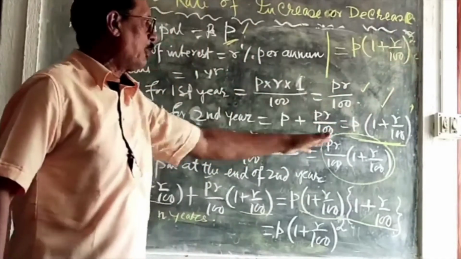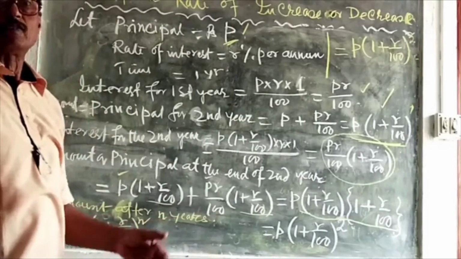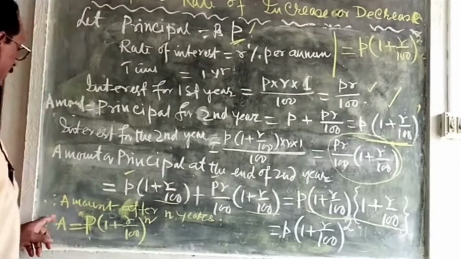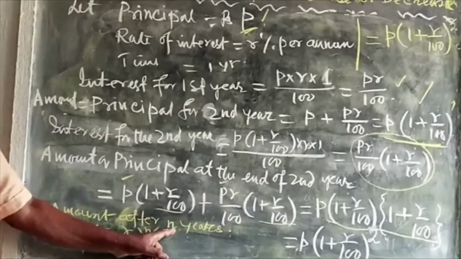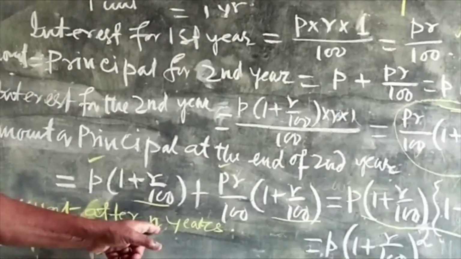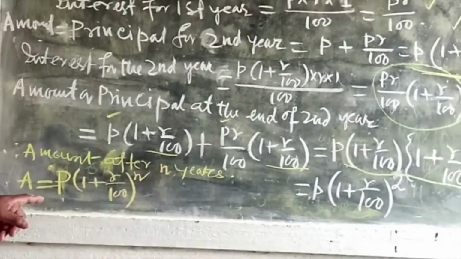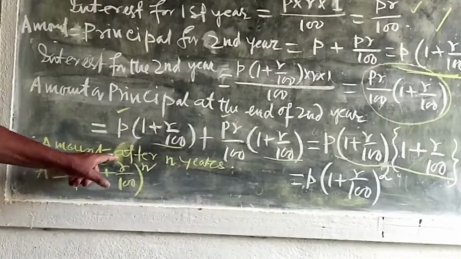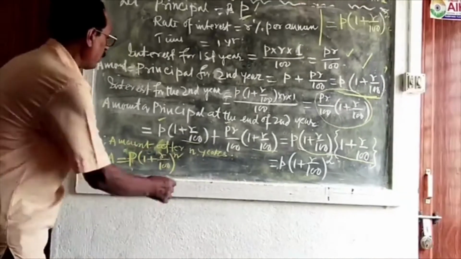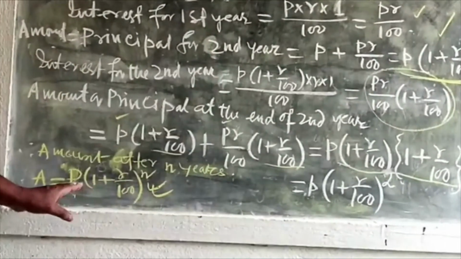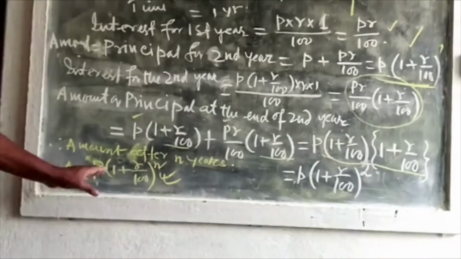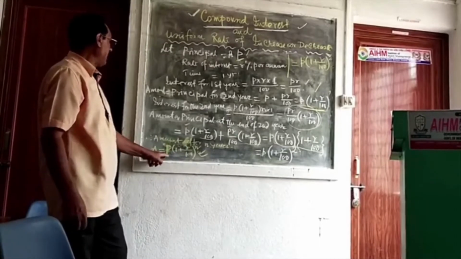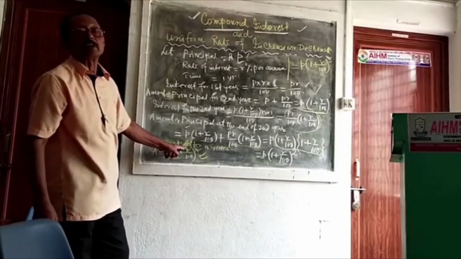So in this way, if we want to formalize this for n years, that means for any number of years, you can find out the amount after n years. N is a variable. For any number of years, the formula is: amount will be equal to P into 1 plus R by 100 to the power n. And this formula will be used to calculate the amount after any number of years for any principal and any rate of interest.